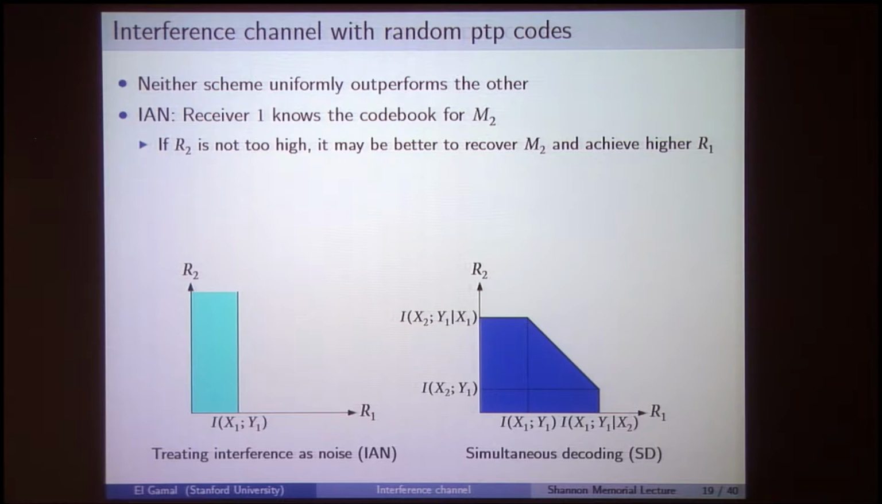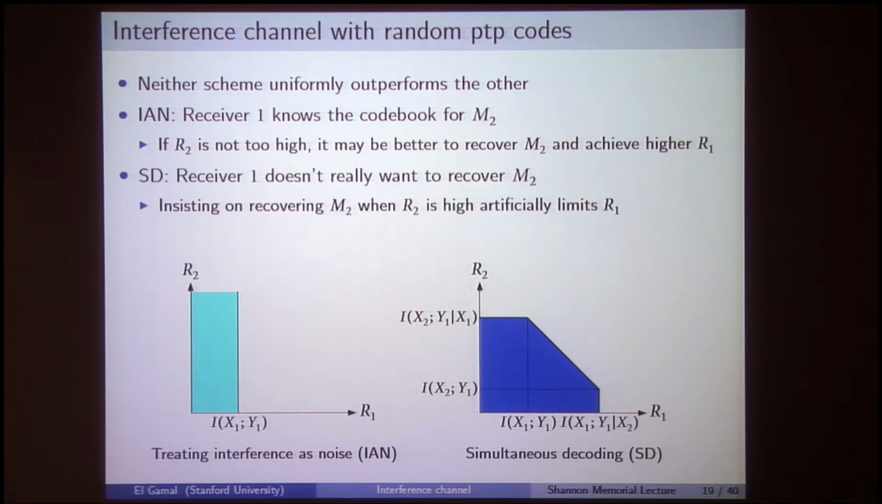When you treat interference as noise, receiver 1 actually knows the codebook for M2, and if the rate of M2 is not too high, it may actually be better to recover M2 and achieve a higher rate. So you can achieve a higher rate by using this scheme. But then if you decide to use the other scheme, you cut down your rate for no reason.